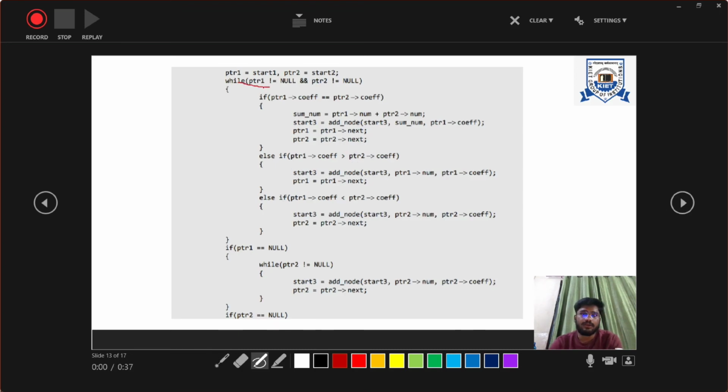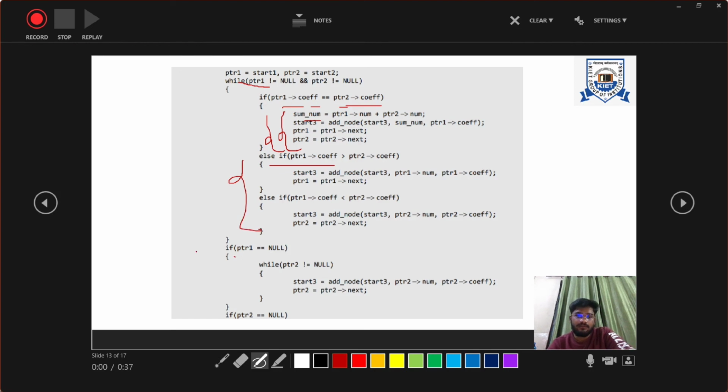Now let's take a look at subtraction. First of all we will compare the coefficient part. If the coefficient of PTR1 and the coefficient of PTR2 are the same, then we will execute like this: the sum of ptr1 pointing to the num plus the sum of ptr2 pointing to the num. The else part, if the following condition doesn't stand true, then we will execute the following part.